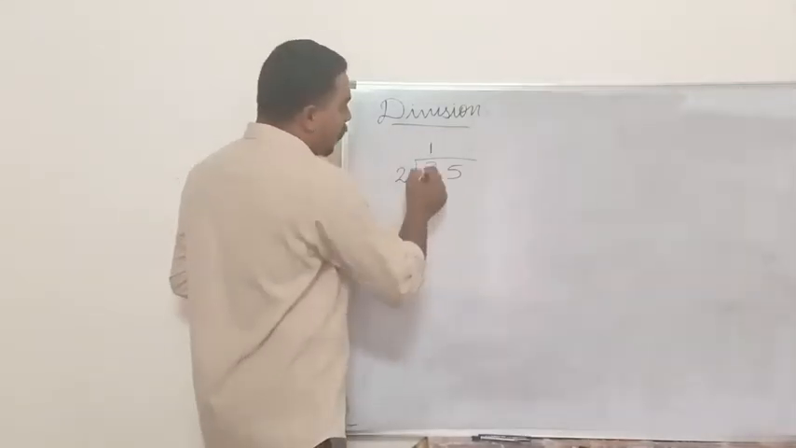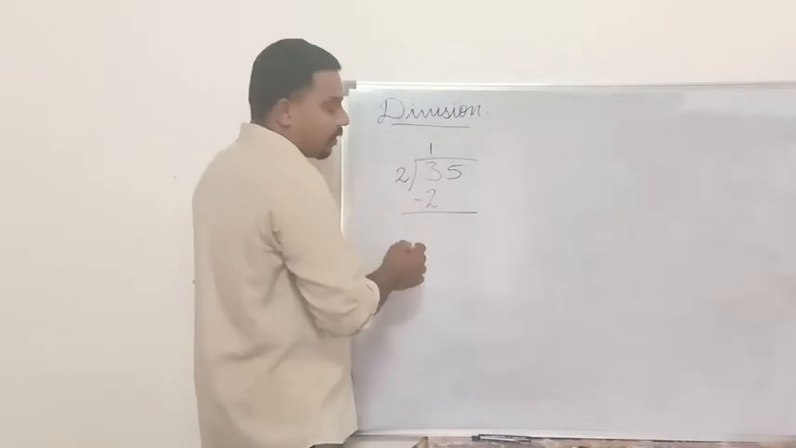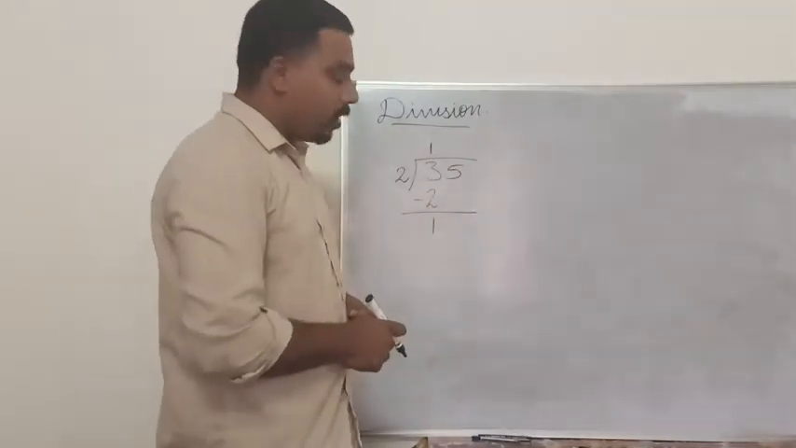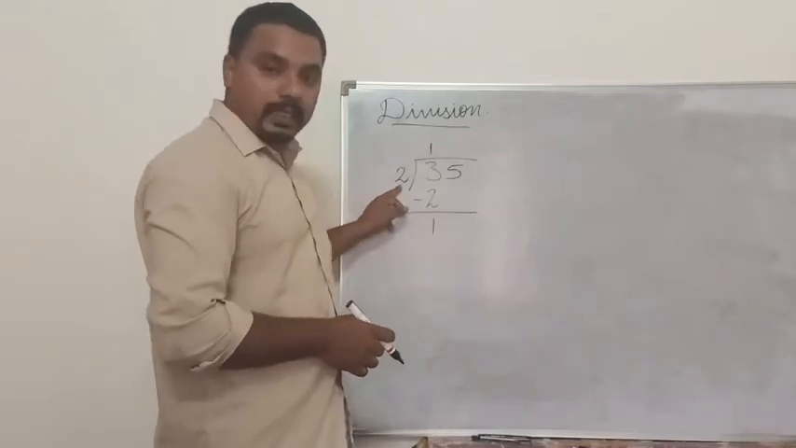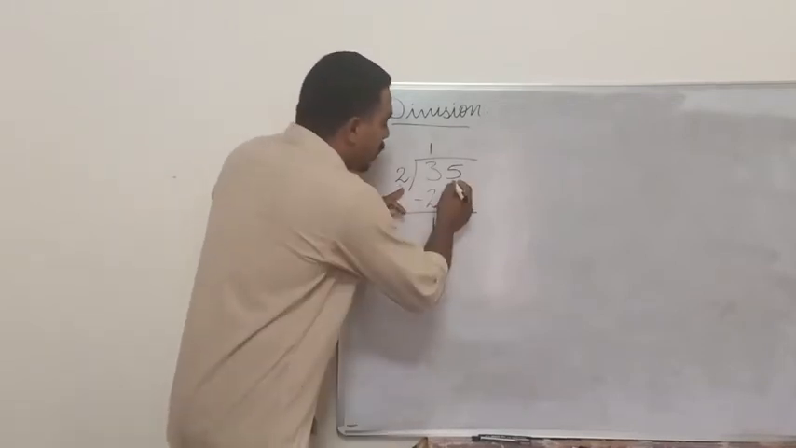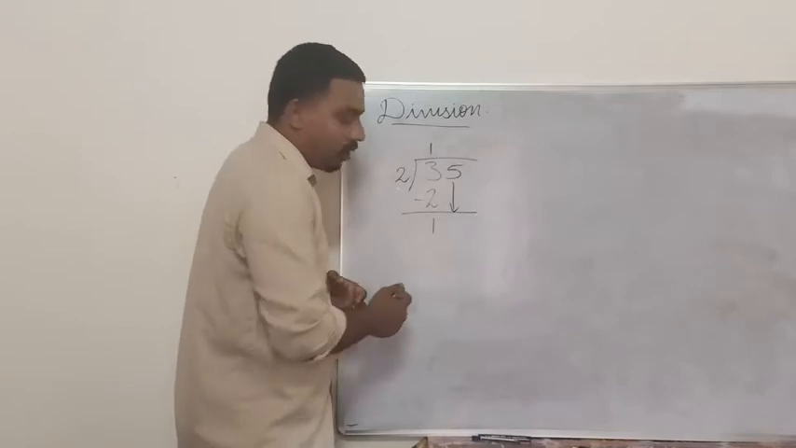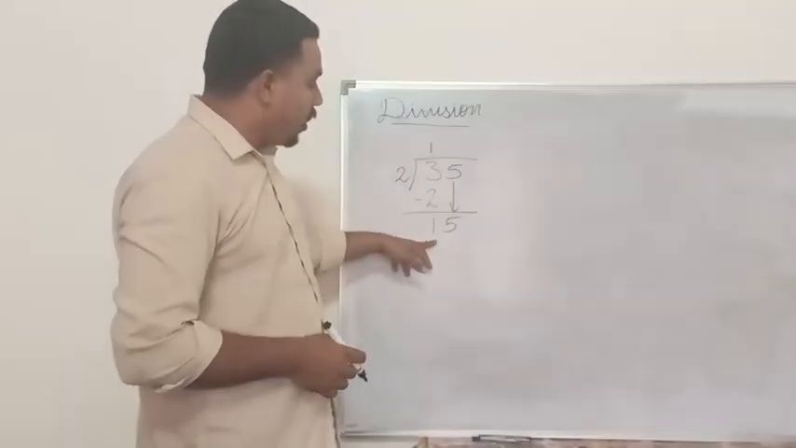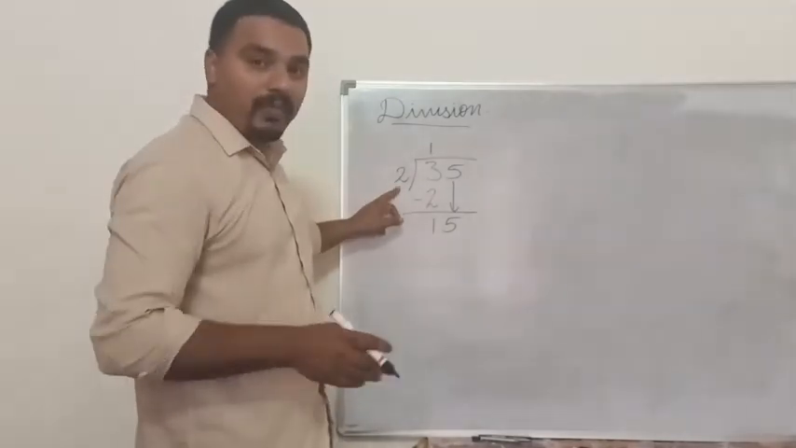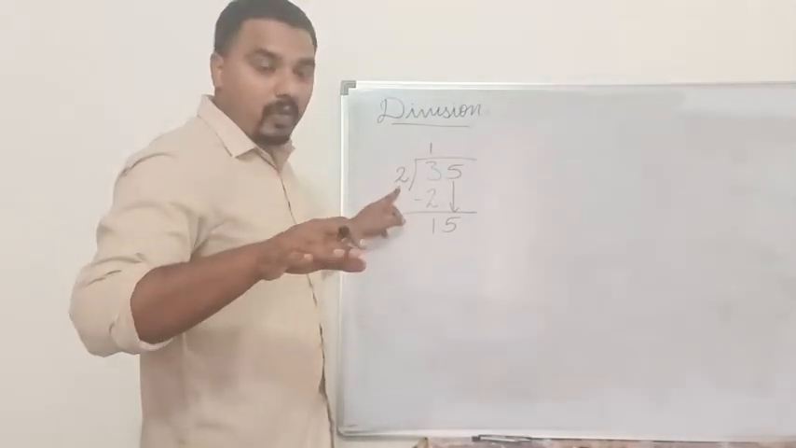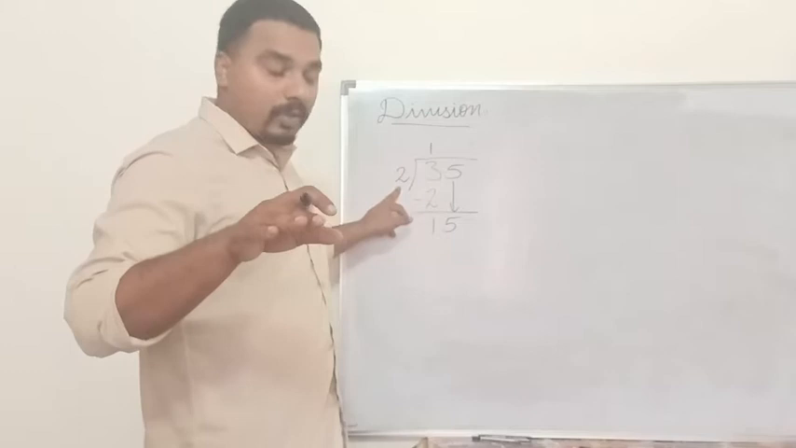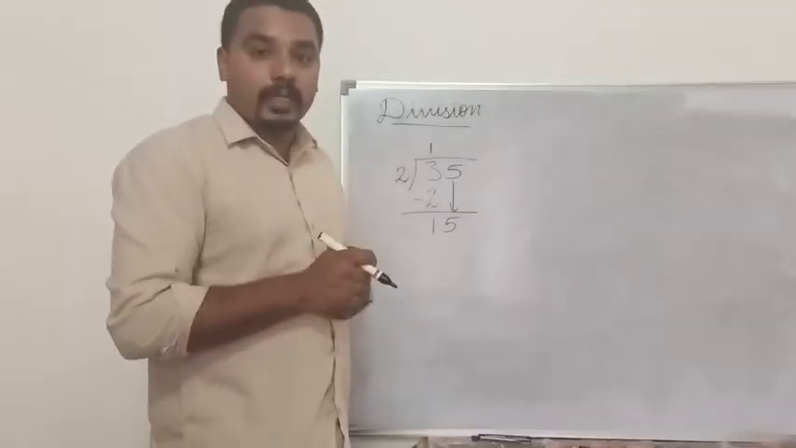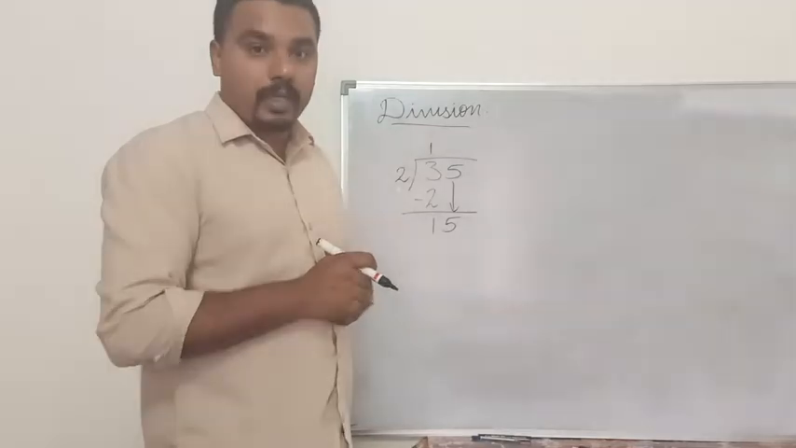Now 2 ones are 2. How much remains? Then subtract. 3 minus 2 is equal to 1. So 1 is less than the divisor. Therefore, we have to bring 5 down, so it will be 15. Now we have to check whether 15 is in the 2's table or not. There is no 15 in the table of 2. So which number nearby 15 will we get? We will get 14.